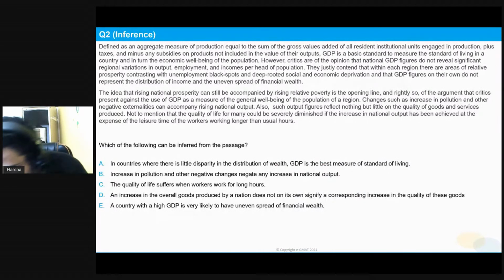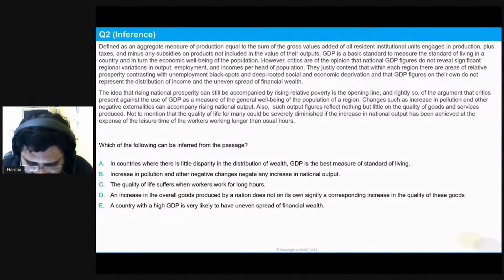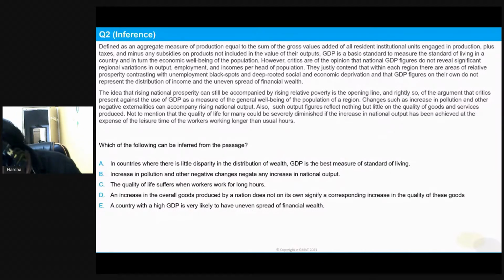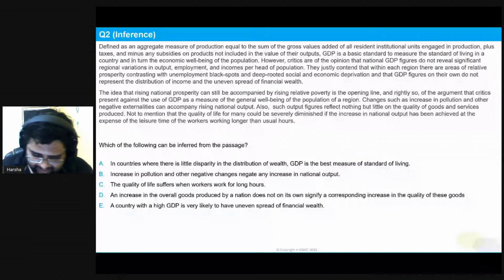Question 2 was, which of the following can be inferred from the passage? Very, very simple. What was the accuracy? Again, the accuracy improved to 60%, which I'm very happy to see. The correct answer was again option D. Some of you fell for option C. Do you see option C? What's wrong with option C? Do you know whether workers are working for long hours? That's the problem.